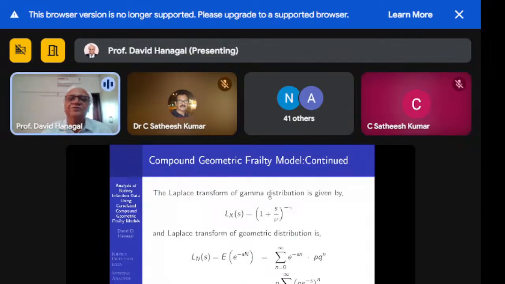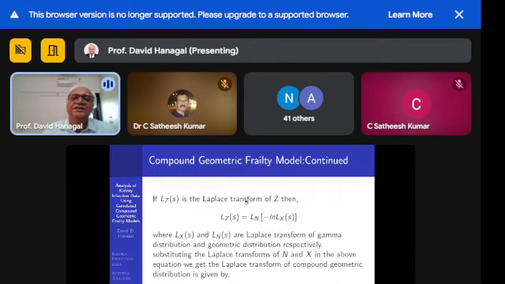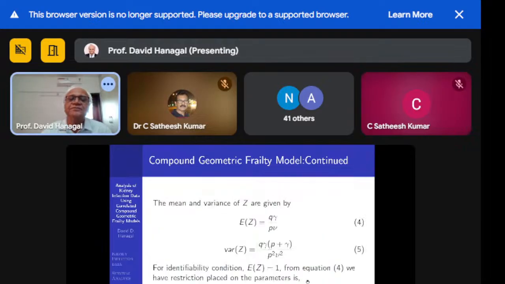Now the Laplace transform of gamma is here. We also have the Laplace transform of the geometric distribution. We have to obtain both Laplace transforms, and then combine these two. Combining these two together, you get this one. This is the Laplace transform of Z, the combination of both. And this is the final form of the Laplace transform of the compound geometric distribution.